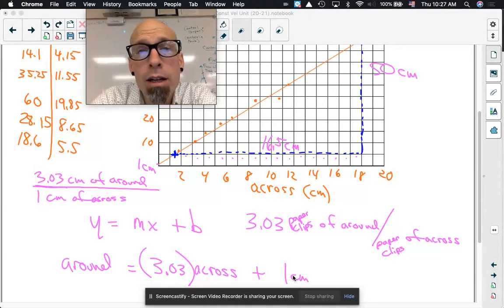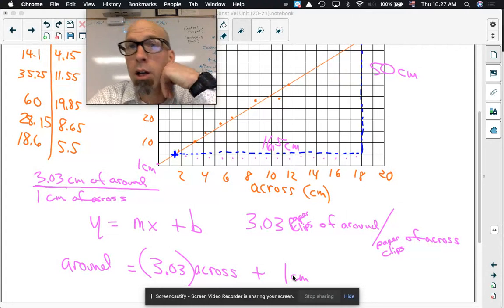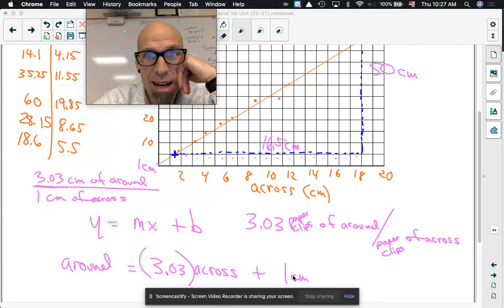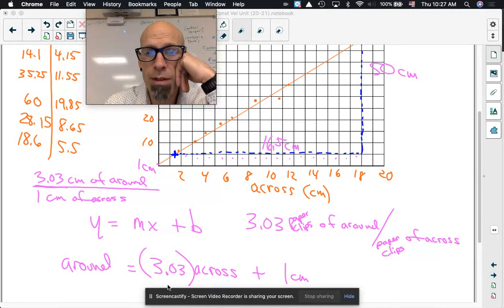Well, then we needed to look at what does the y-intercept tell us? What does the y-intercept tell us? Well, there's a statement you were supposed to have written down, and it said that the y-intercept is the value of the y variable when the x variable is 0.